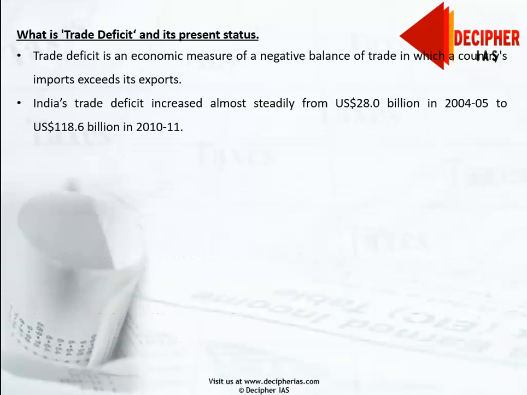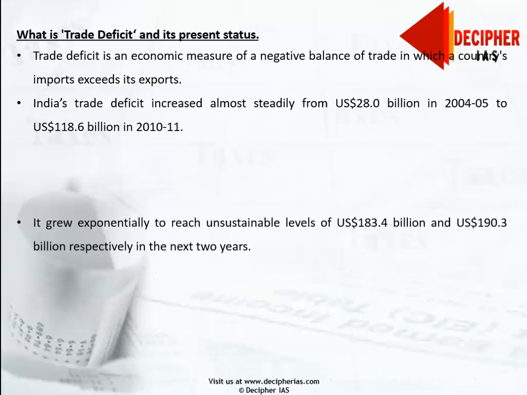And moreover, India's trade deficit increased almost steadily from $28 billion in 2004 to 118.6 billion US dollars in 2010-11. So our trade deficit is continuously increasing as the chunk of our exports is increasing and the chunk of our imports is increasing. So as with them, our trade deficit is also increasing every year.